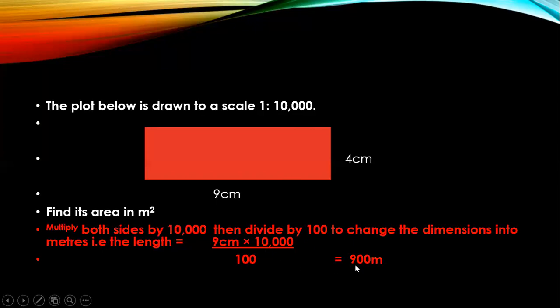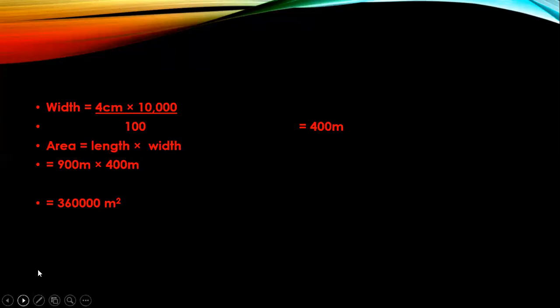Your length in meters is 9 times 10,000 over 100. If you cancel the 2 zeros here and the 2 zeros here, 9 times 100 is 900. So your length is 900 meters. Very easy. The moment you have your length, do the same with your width. It is 4 times 10,000 over 100, and you will get a width of 400 meters. Once you have both your length and your width in meters, you are good to go.